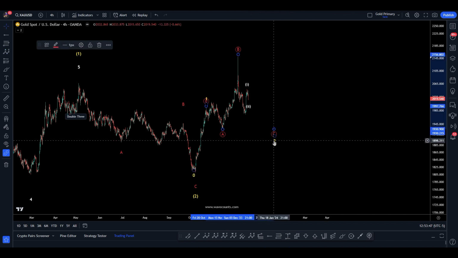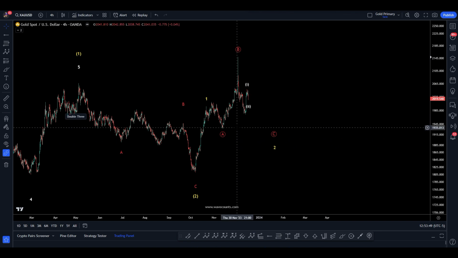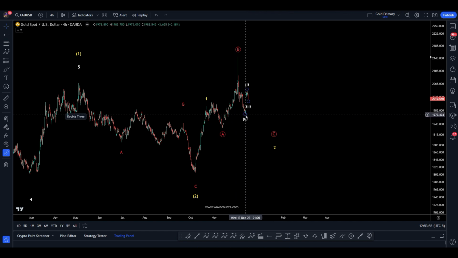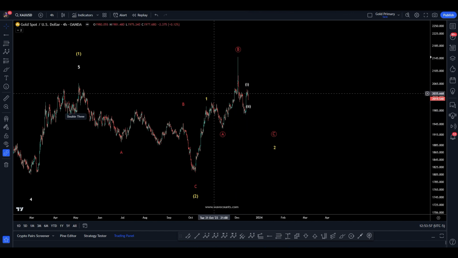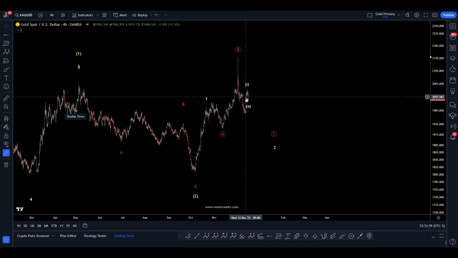Okay. So while I say that this low is an invalidation for the primary count, okay, there is an alternate primary count as well.